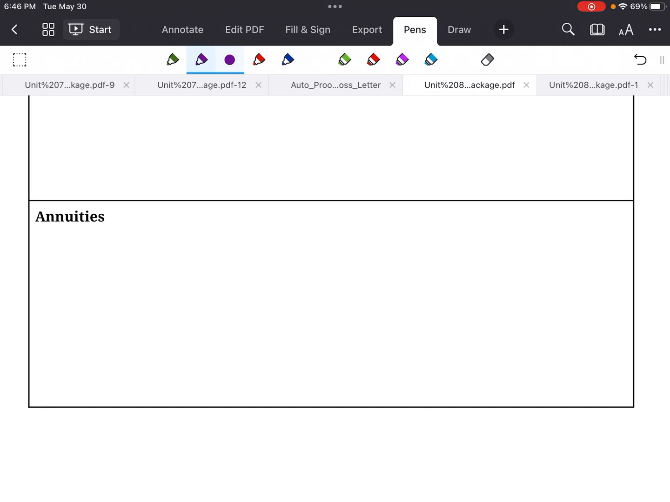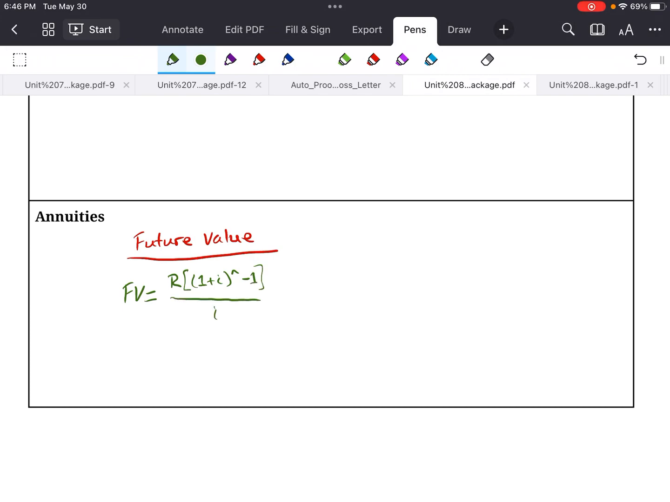Okay, annuities, these are the tough ones. What an annuity is, is if you make a regular payment. So let's say you want to put away $500 every month. That would be an annuity. You're making a regular payment every month. So the future value annuity, now these are a bit tougher. We have FV equals the regular payment multiplied by ((1 plus I) to the power n minus 1), and all of that divided by the I.